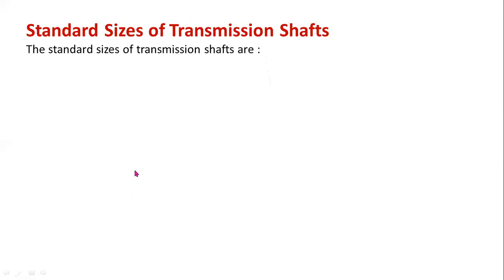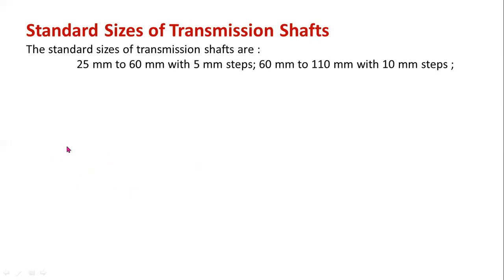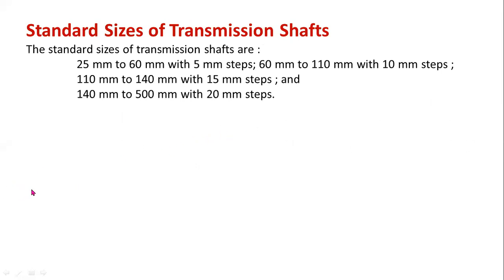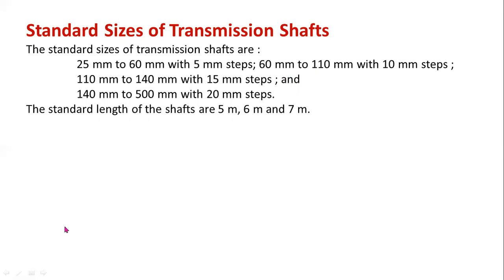Standard sizes of transmission shafts: 25 mm to 60 mm with 5 mm steps, 60 mm to 110 mm with 10 mm steps, 110 mm to 140 mm with 15 mm steps, and 140 mm to 400 mm with 20 mm steps. So these are the standard sizes of transmission shafts. The standard lengths of the shafts are 5 meters, 6 meters, and 7 meters.